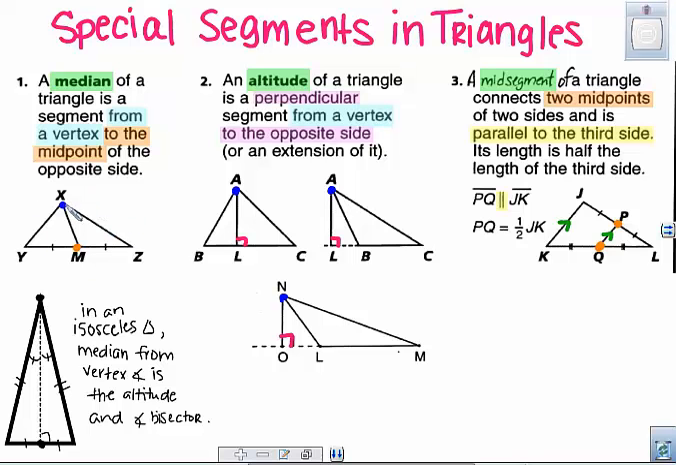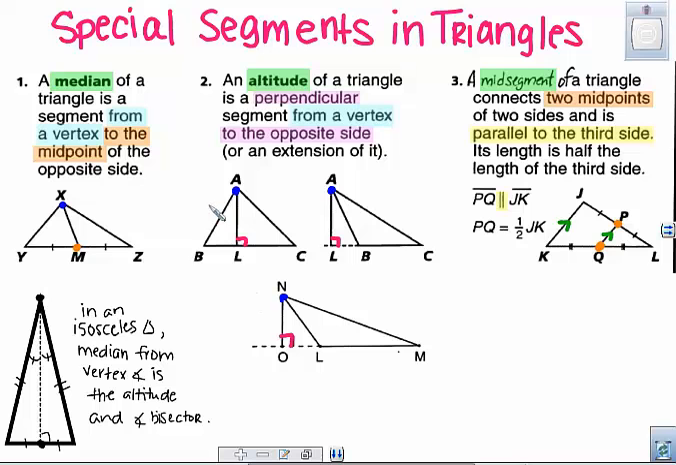Okay, in blue, this is the vertex, or the corner of one of the triangles. When you connect that vertex to the opposite side's midpoint, being the center of that opposite side, this segment is called the median. Notice that we have tick marks showing that M is in fact the midpoint of side YZ. So a median is connecting vertex to midpoint.